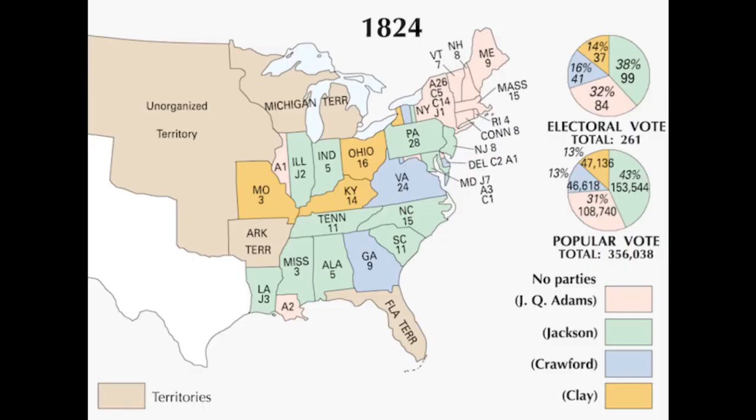William Crawford suffers a stroke and is looked at as not someone who is going to be able to hold up in the presidential role. So it's really between Andrew Jackson and John Quincy Adams. Henry Clay, as Speaker of the House, holds a lot of power and ability to swing the vote in the House. Henry Clay already leans toward John Quincy Adams because Adams does support the American System, which is Henry Clay's kind of brainchild.